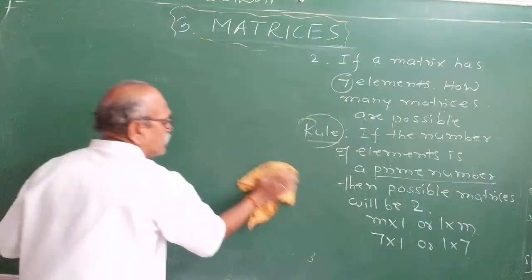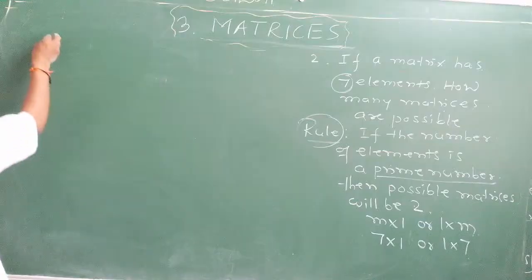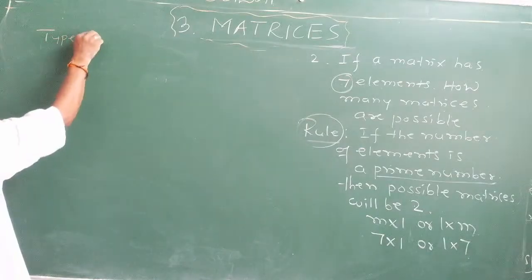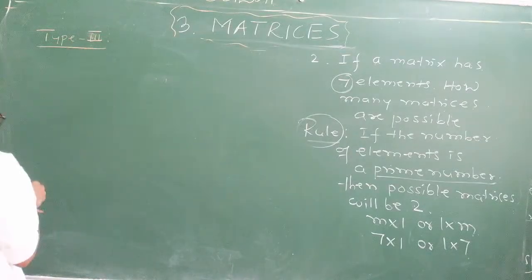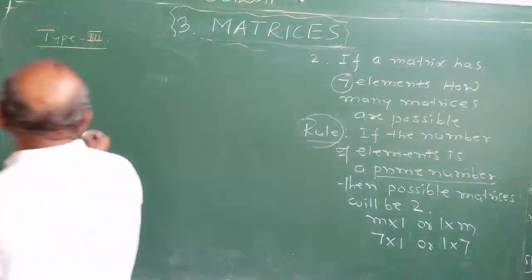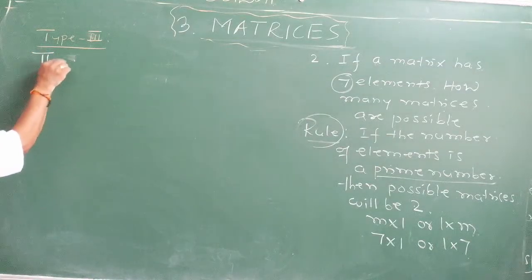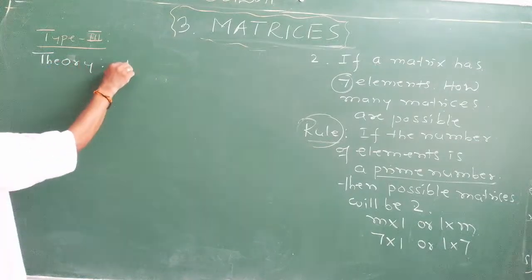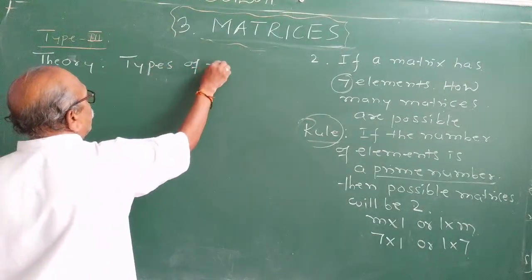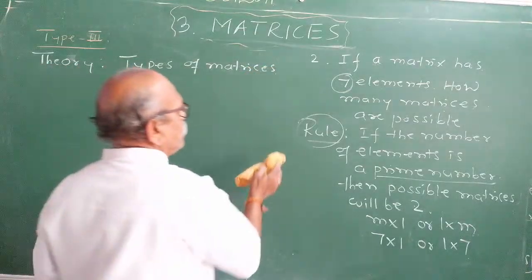Now, after this we will move on to the study of type 3 problems. Before we move on to type 3, we will study some theory part. After learning this, you have to understand what the types of matrices are. Note the theory part of it. Types of matrices. I will draw some matrices on the board now. Based on that, you can understand the types of matrices.